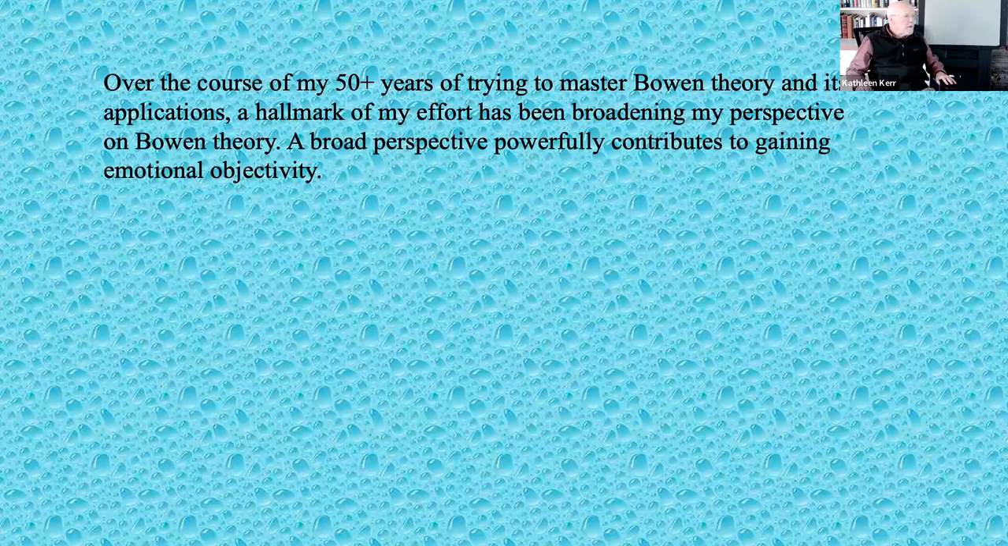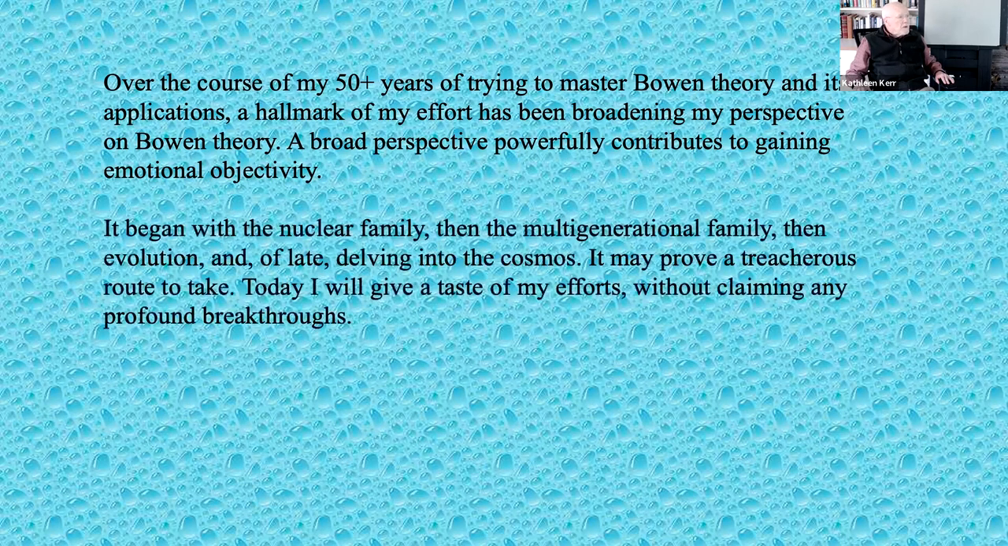Over the course of my 50 plus years of trying to master Bowen theory and its applications, a hallmark of my effort has been trying to broaden my perspective on Bowen theory. I think a broad perspective powerfully contributes to gaining that emotional objectivity that permits neutrality and action based on that. So it began with the nuclear family, then the multi-generational family. This was my personal path, then evolution, and of late, delving into the cosmos.